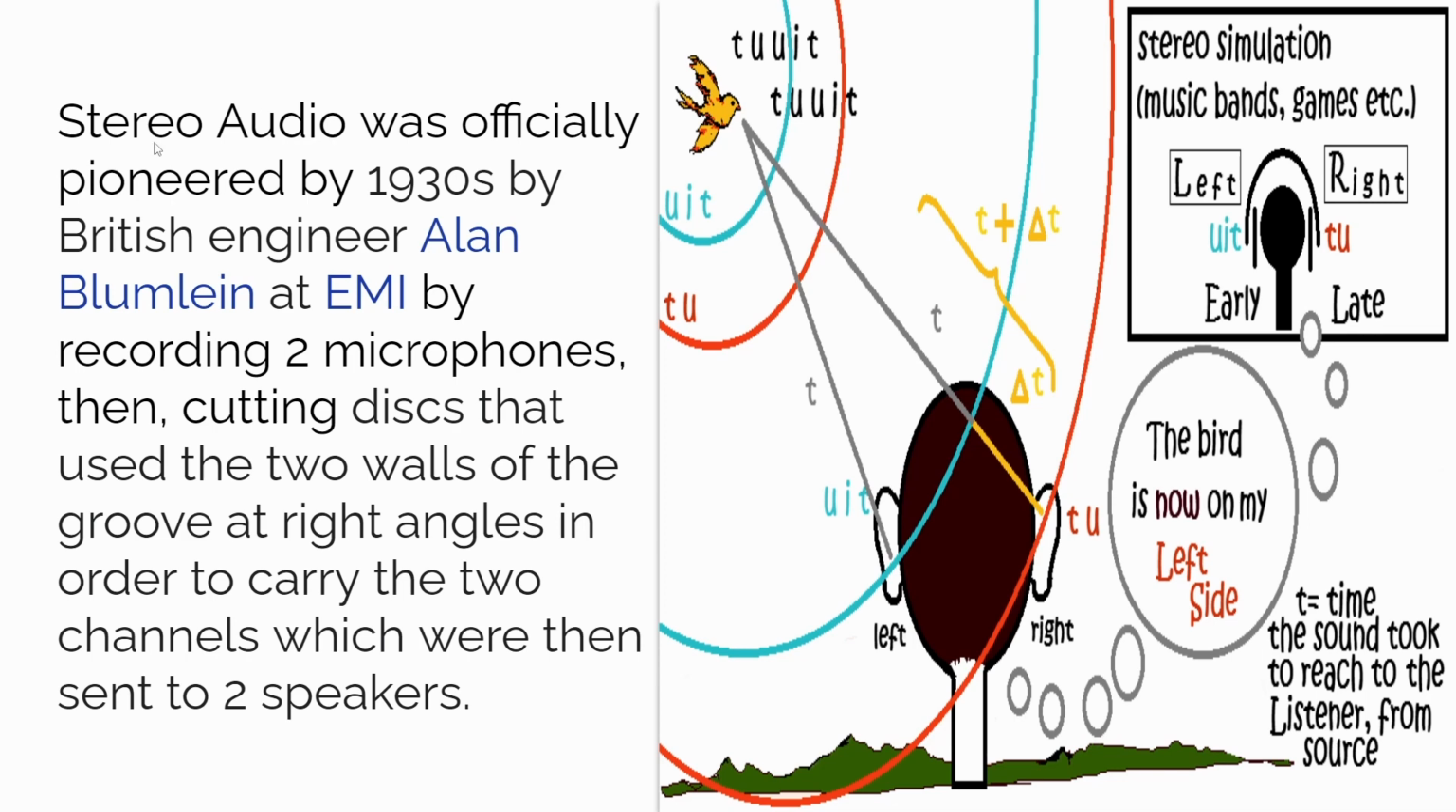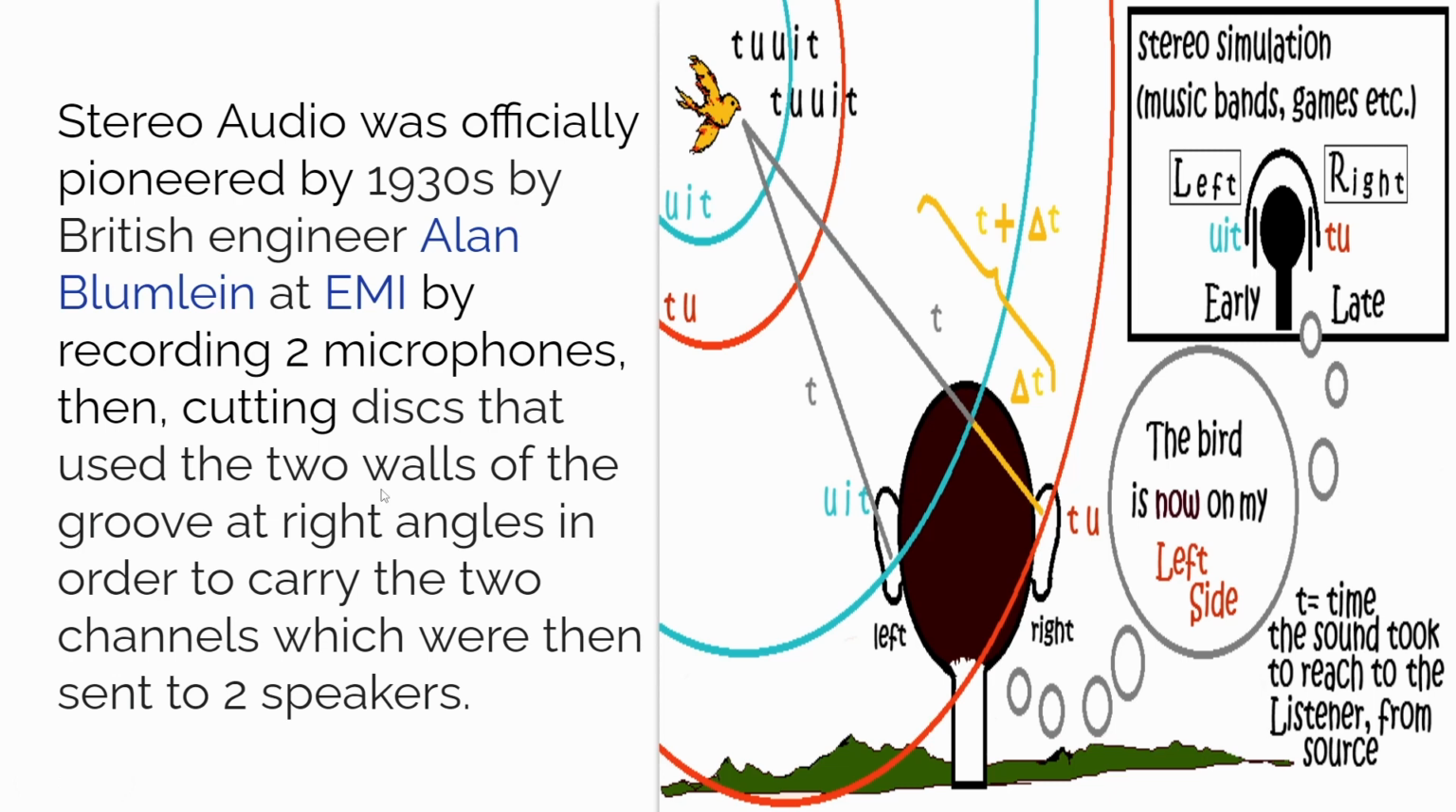He was at EMI. It's a record company. He used two microphones and set those two microphones onto a lathe disc with basically two grooves at right angles to each other, and managed to get the needle to move in such a way that it represented a difference between left and right. And then those two signals were then sent to two speakers.